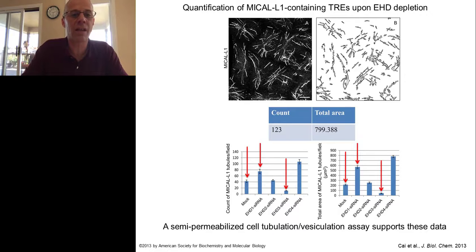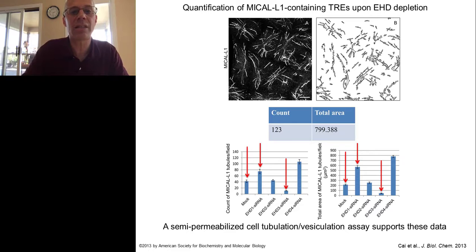Now, how do we study these structures? We study them by quantifying them in a variety of different manners. This particular image just shows you how we can translate what we see by immunofluorescence into something that we can measure by ImageJ, and we can count the number of tubules in a field of cells, 123 in this case, and the total tubular area in two-dimensional images as we have done here.